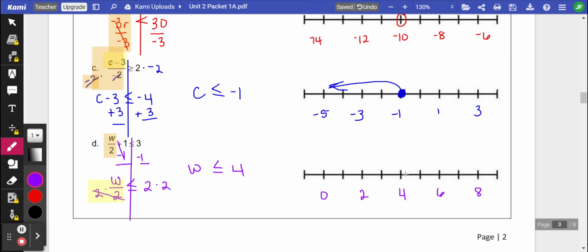Okay, again, I'm going by 2's just to save myself a little bit of time and space. I have a closed dot here because it has the equal to bar, and that does tell me I'm shading to the left because it's less than.